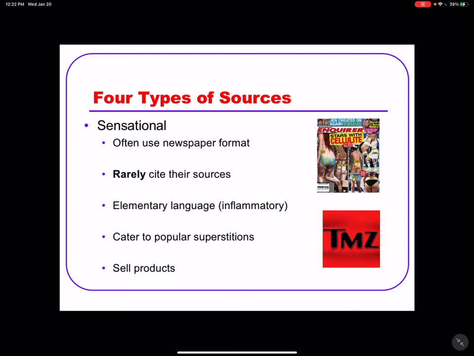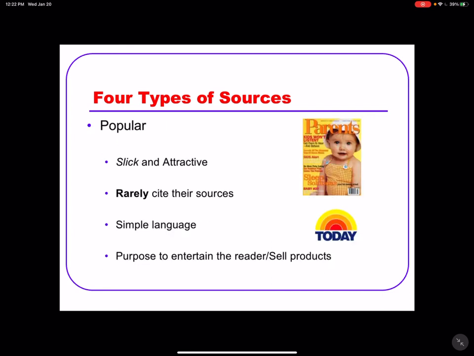Or if they do say sources, they'll say, people tell us. Well, who are these people? Were they there? Did they see it? Are they making things up? So those are the sensational sources. They're pretty much gossip. They often use newspaper format. And as you might guess, they're not acceptable in research papers.